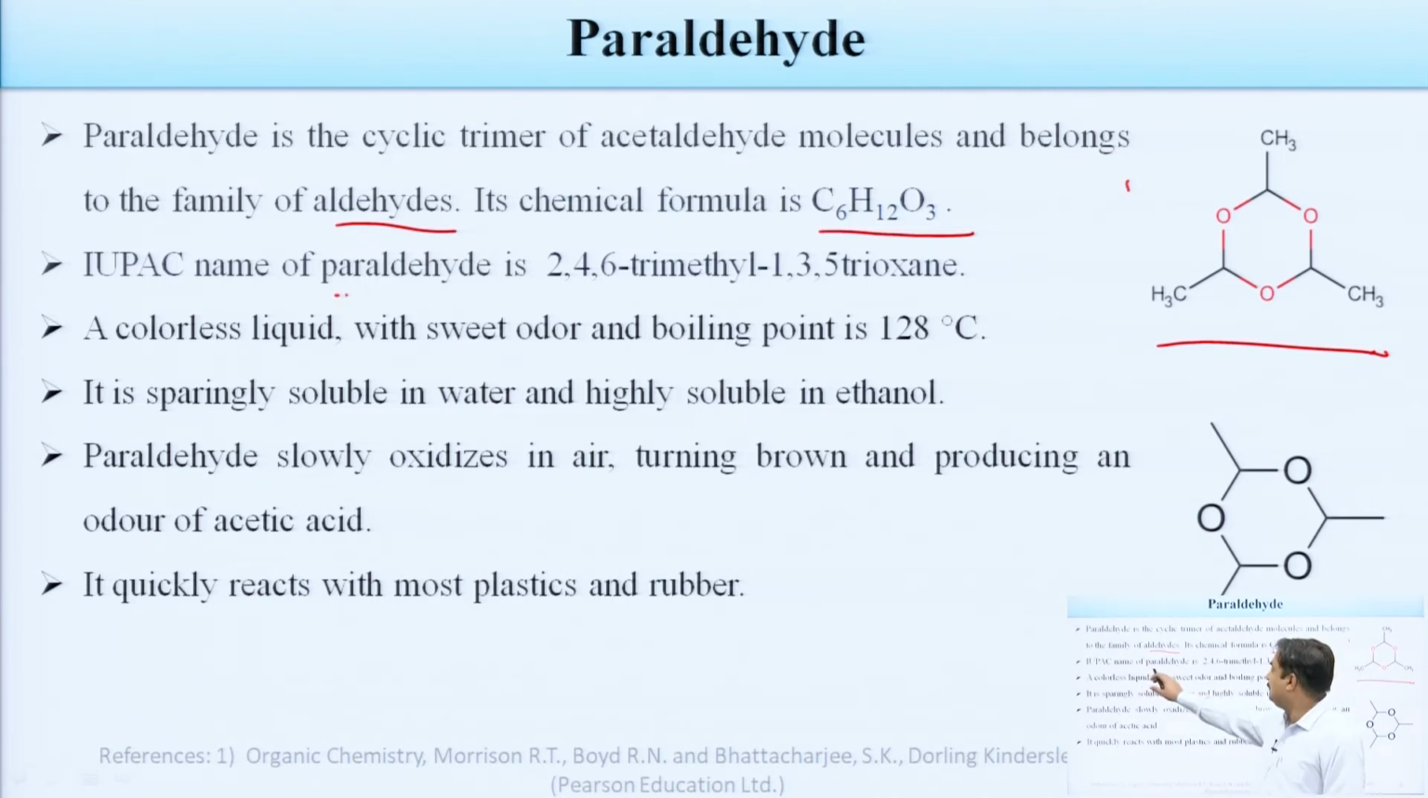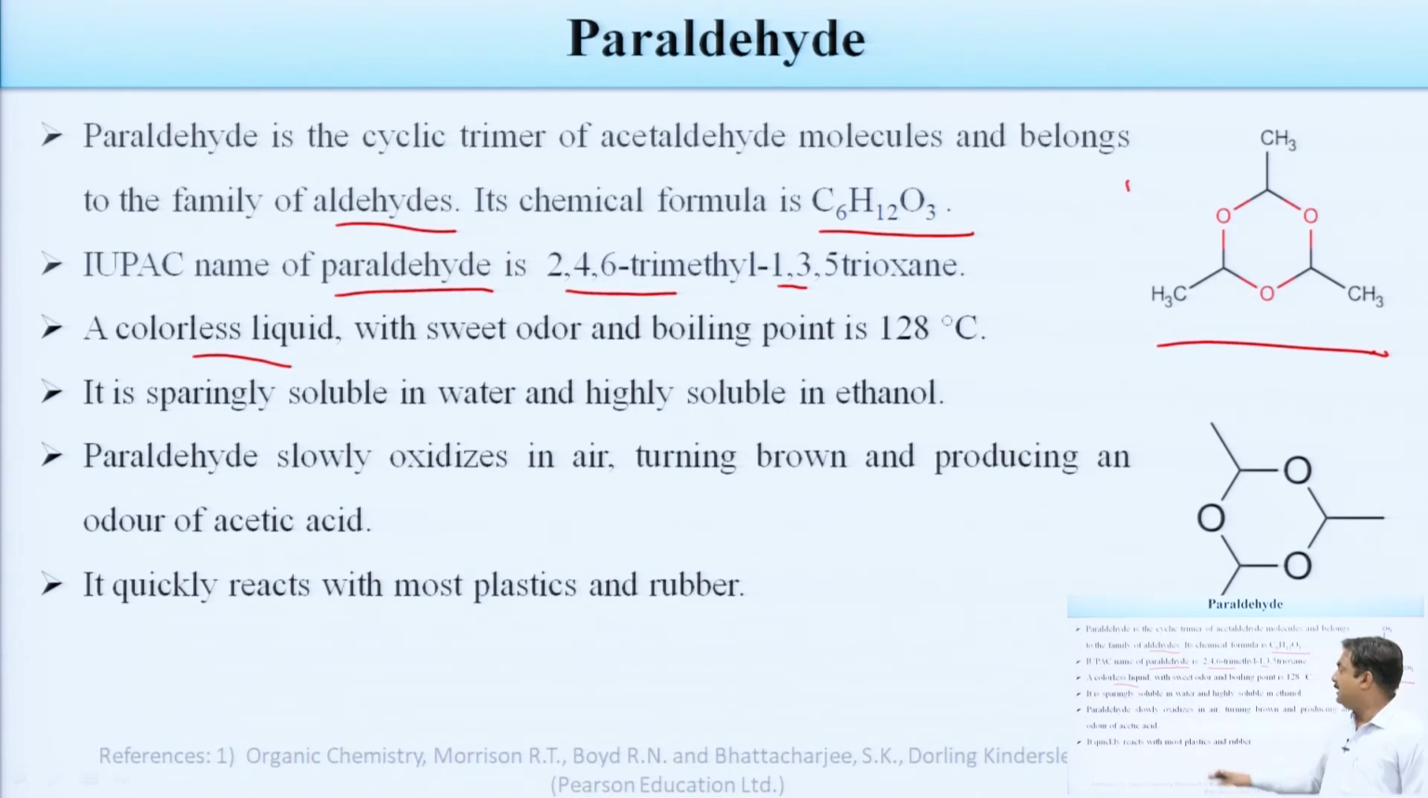The IUPAC name of paraldehyde is 2,4,6-trimethyl-1,3,5-trioxane. 3 methyl groups are there, so 2,4,6-trimethyl, and 1,3,5-trioxane. It is a colorless liquid with a sweet odor, and the boiling point of paraldehyde is 128 degrees centigrade. It is strongly soluble in water and highly soluble in ethanol. So, solubility is good. Paraldehyde slowly oxidizes in air, turning brown and producing an odor of acetic acid.